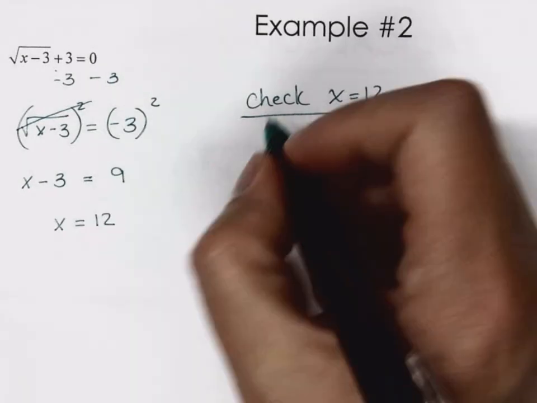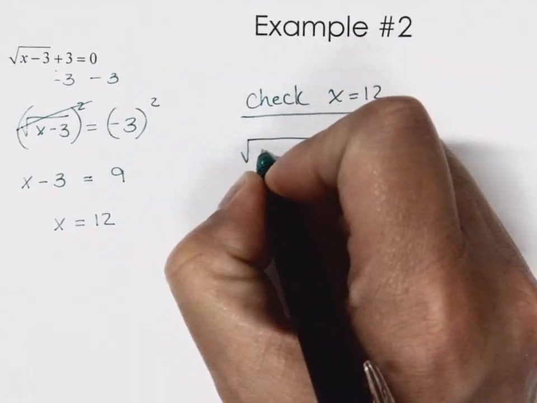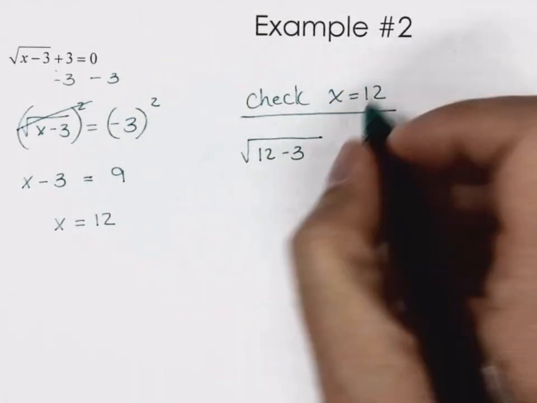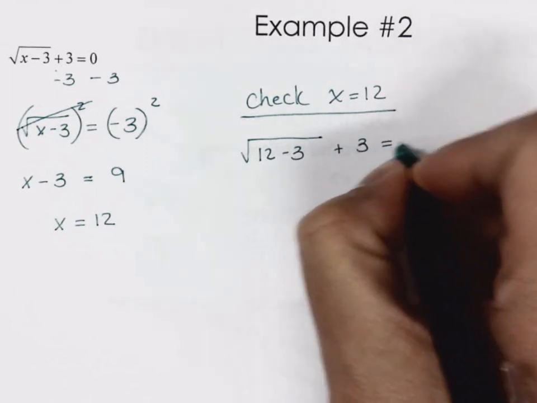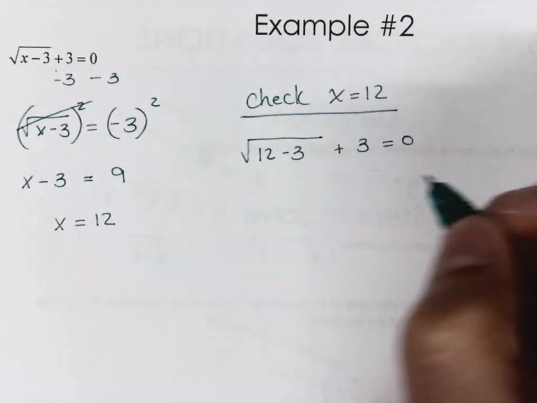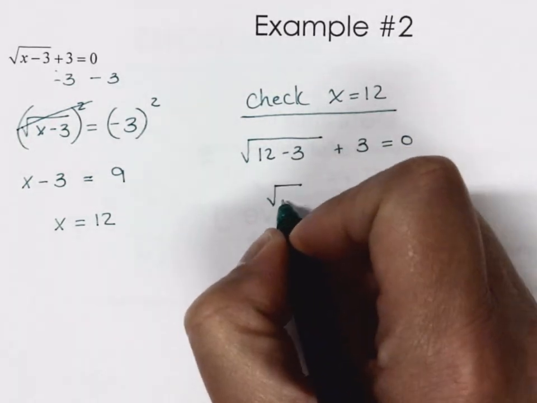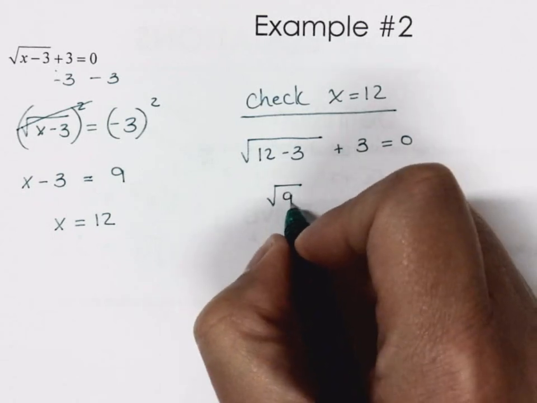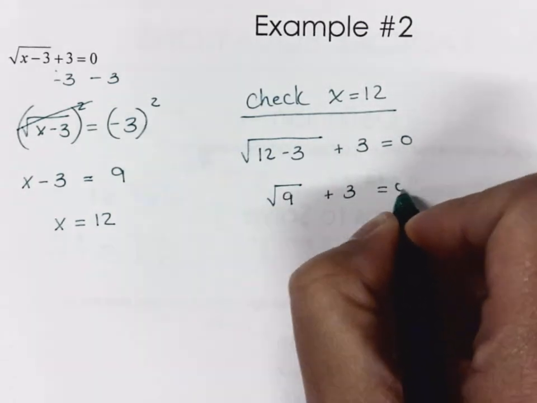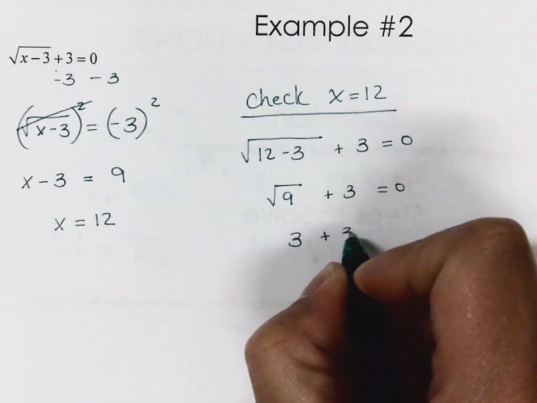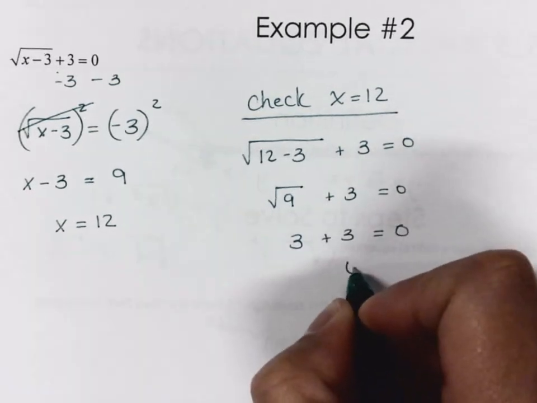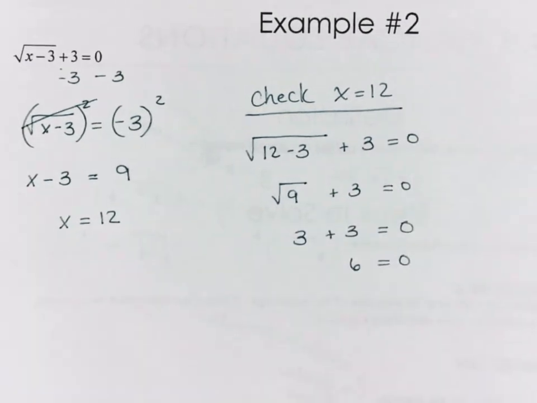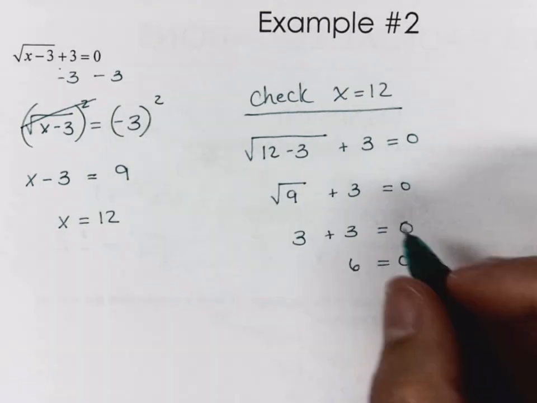So we're going to substitute it right into the original. 12 minus 3. And yeah, I do need to see the checks. So we have 9 plus 3 equals 0. 3 plus 3 equals 0. 6 equals 0. Is that a true statement? That's false.